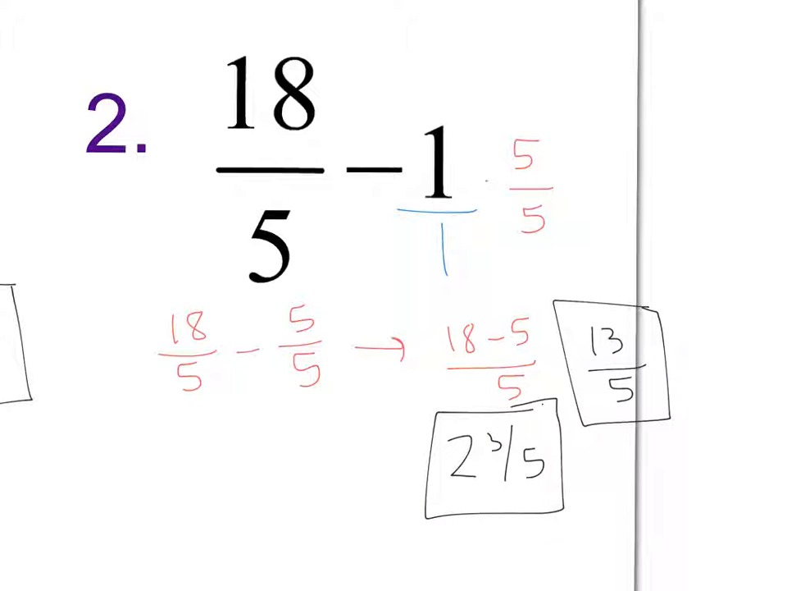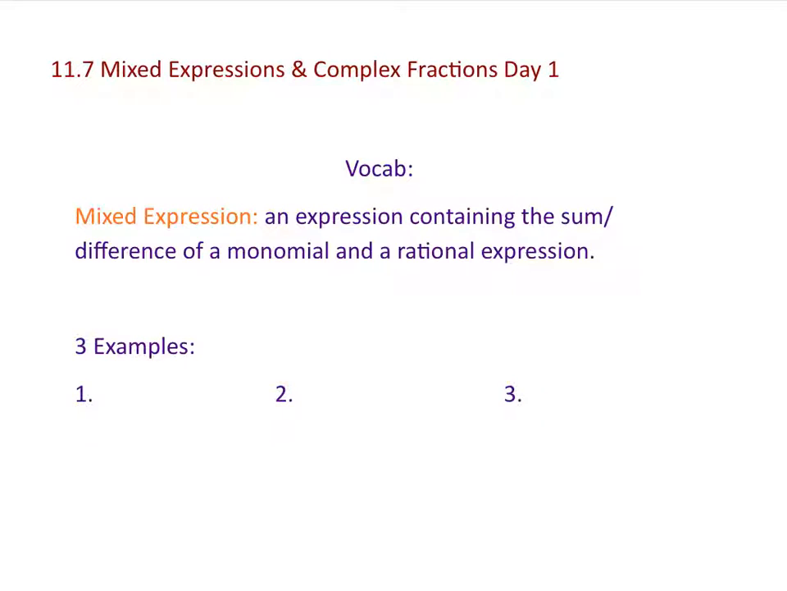So this will be very helpful for us today when we are simplifying mixed expressions. A new vocabulary word for 11.7 is a mixed expression, and a mixed expression is an expression containing the sum or difference of a monomial and a rational expression. So again, monomial means one term, and rational expression is a fraction.